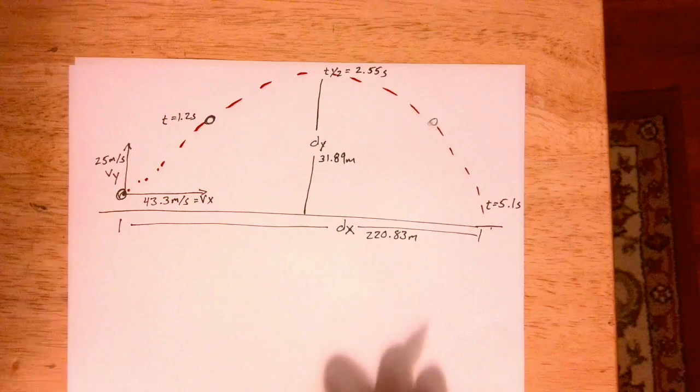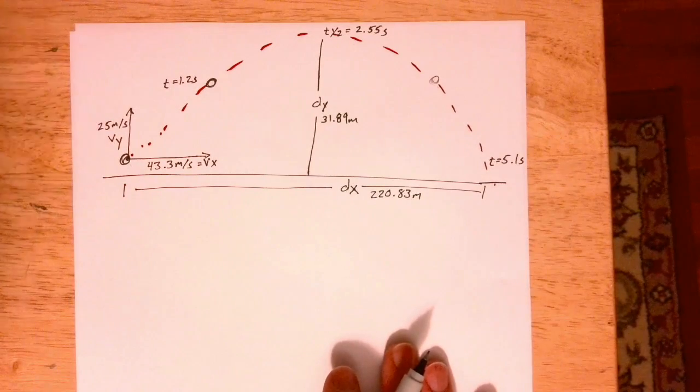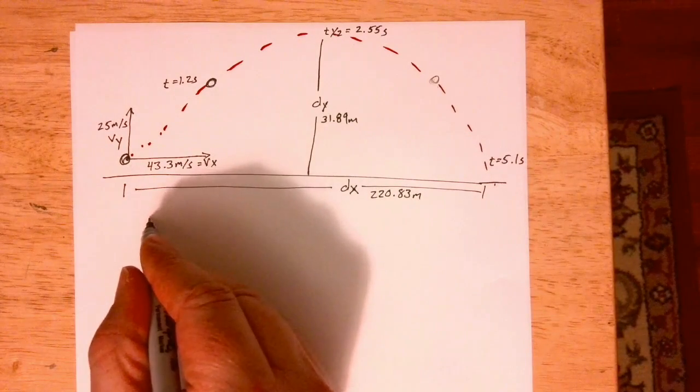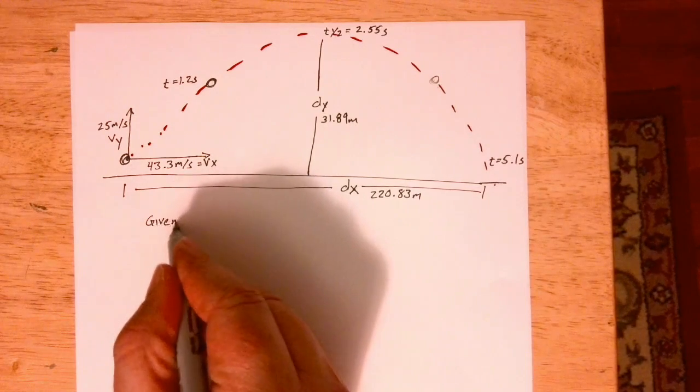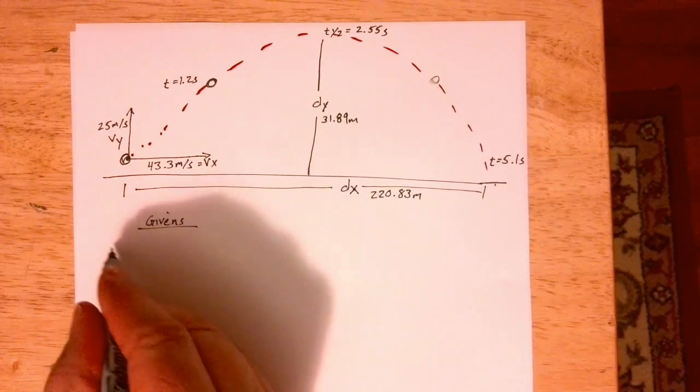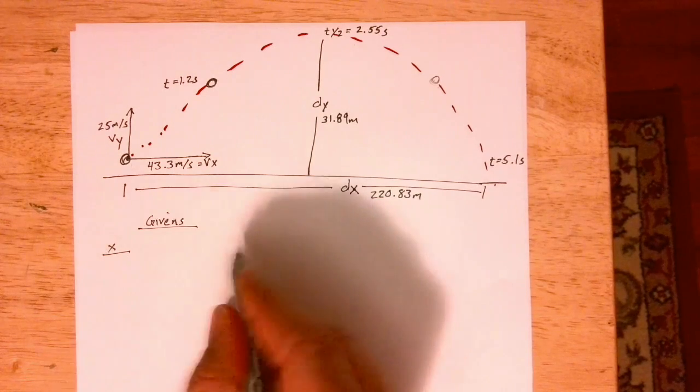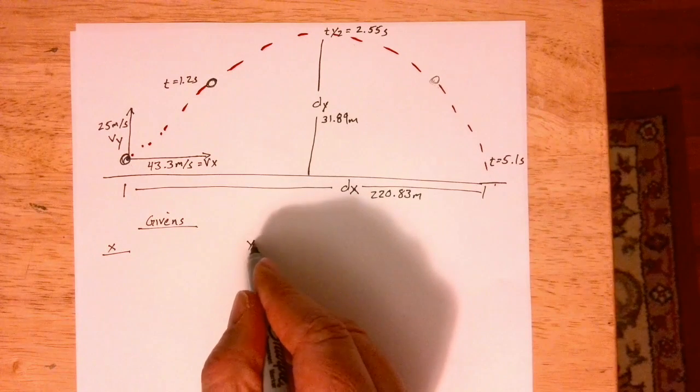So what we always start with first is your givens. Givens, and we want to break this down into its x and its y components.